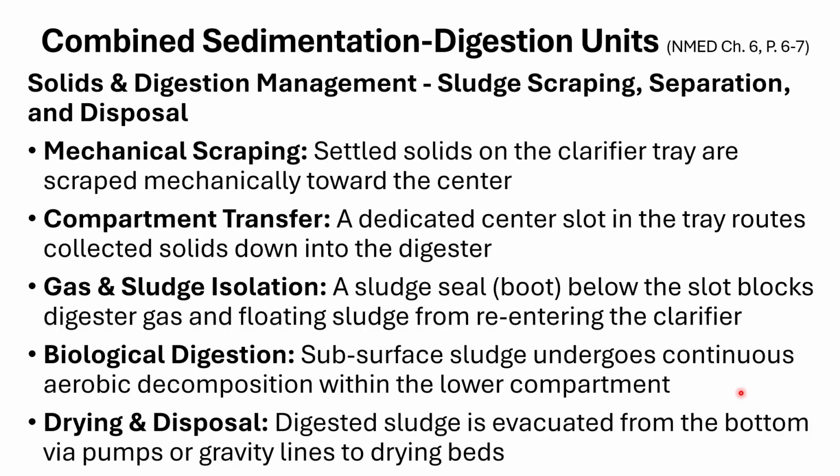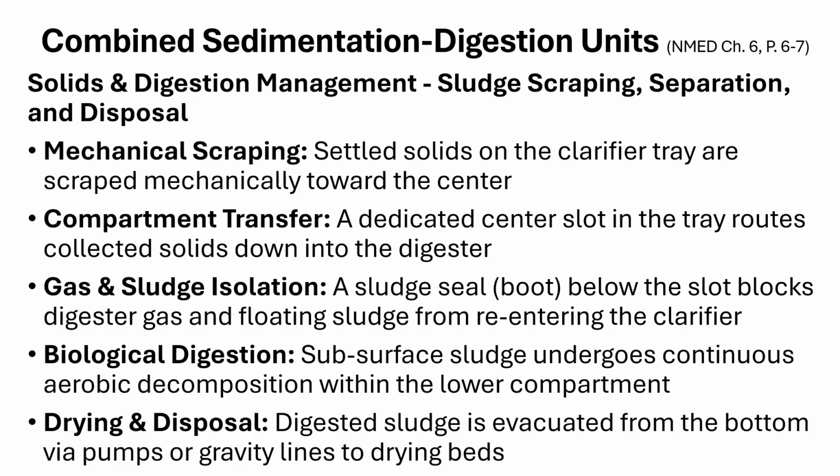Okay, and in the digester, we're going to have sludge there, and that sludge is what's called subsurface, which means it's below the top of the sludge blanket. It's just going to be decomposed aerobically, so it's going to use dissolved oxygen, or the oxygen in that unit, to decompose in the bottom of the package plant, which is where the digester is. Okay, and that digested sludge, we are going to have a pump there, and we're going to pump it or have a gravity drain line and send it to some drying beds.